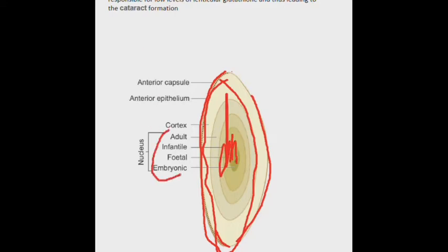Based on the age and the development of the nucleus layer, we are naming that into 4 types. What are the 4 types we can see here? Adult one, then infantile, then fetal, then embryonic. First embryonic develops at the time of birth, then fetus, then infantile, and then adult. All these nuclear fibers grow till the death of an individual.